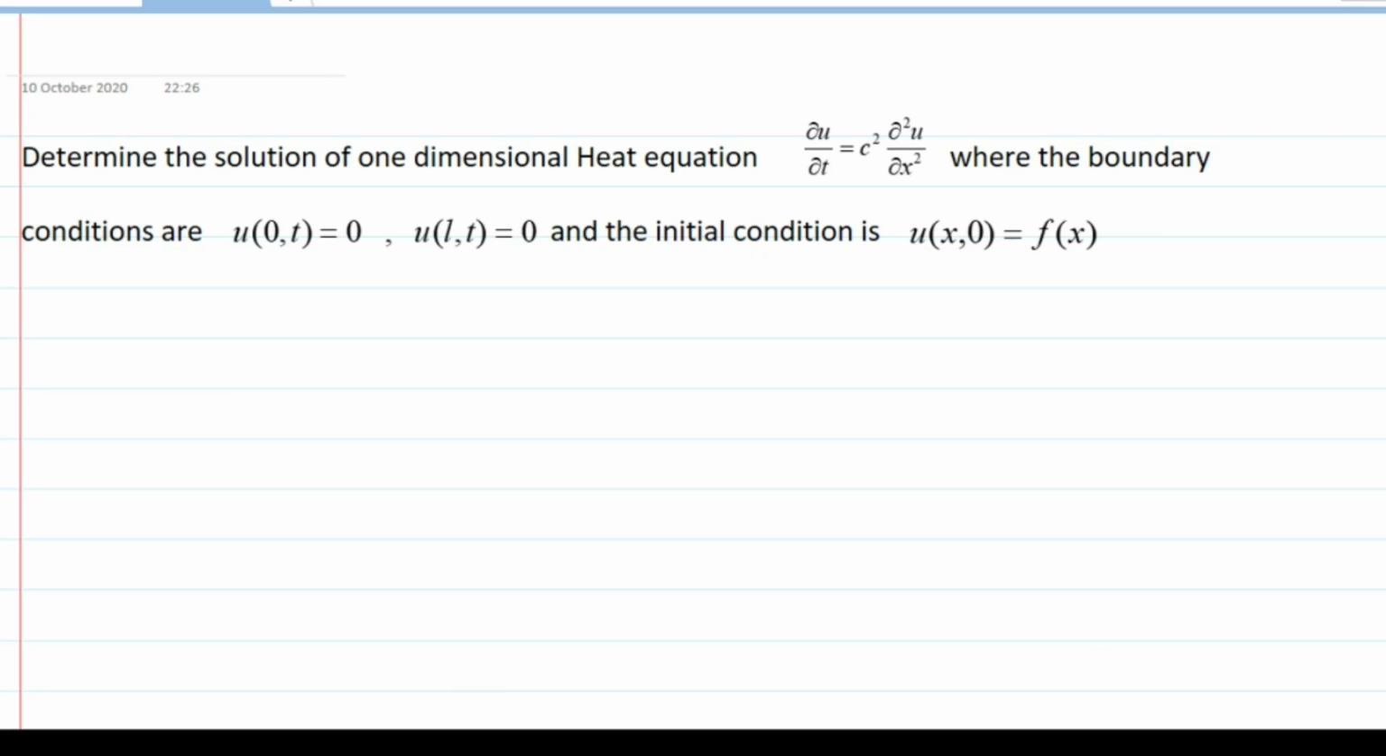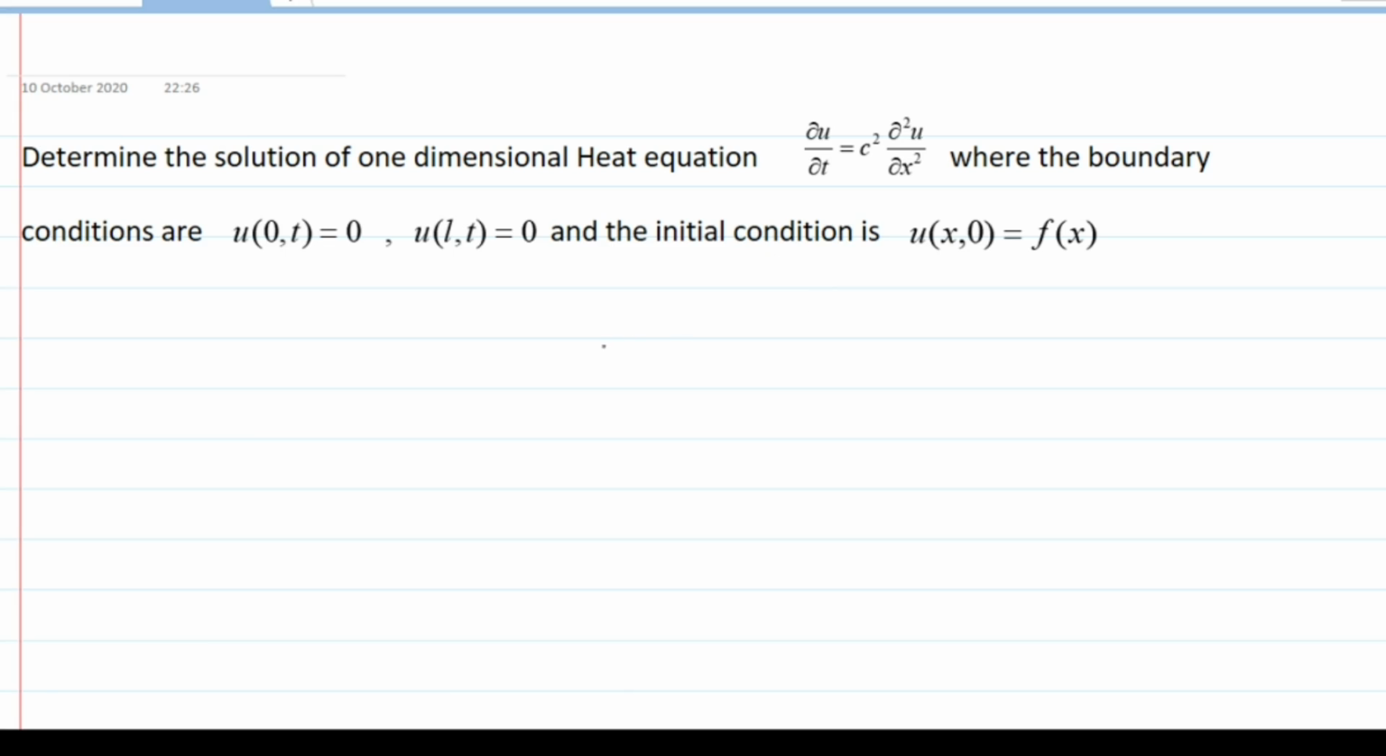Now let us try to solve this problem. Determine the solution of the one-dimensional heat equation where the boundary conditions are given: u(0,t) = 0 and u(L,t) = 0, with initial condition u(x,0) = f(x).